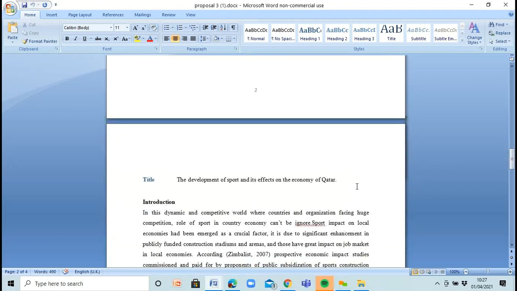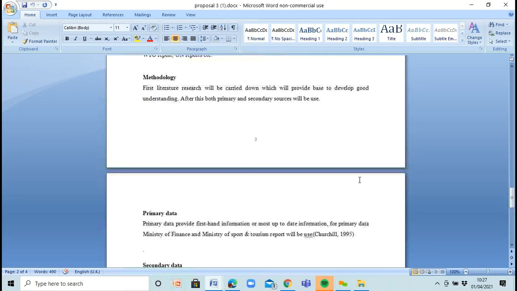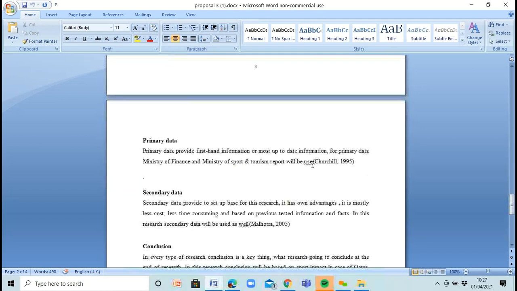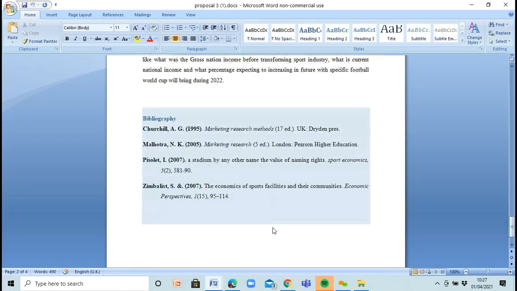So this is on the development of sport and its effect on the economy of Qatar. And again, same sort of layout again. But this one's got extra information about primary data and secondary data. And then it just puts a conclusion. And then obviously at the end, you're referencing your work.